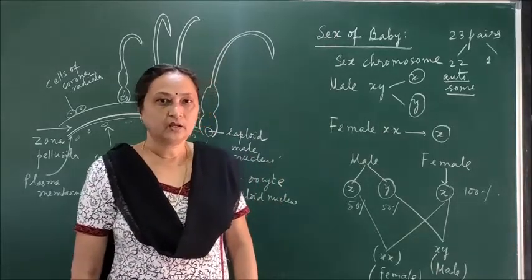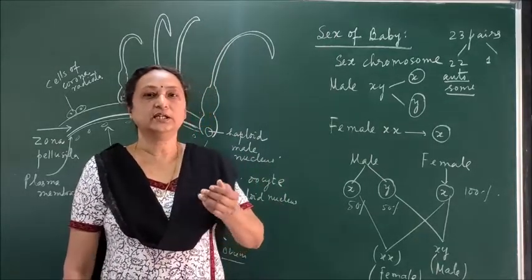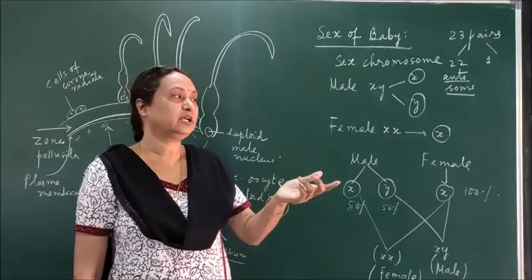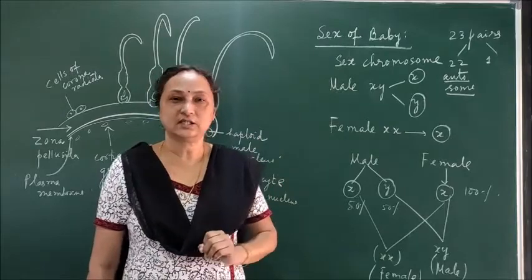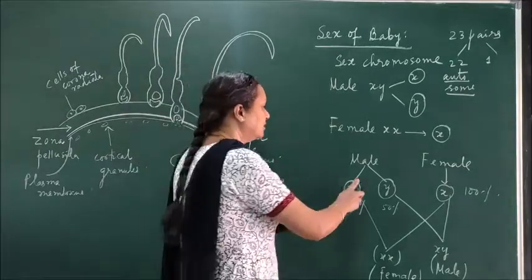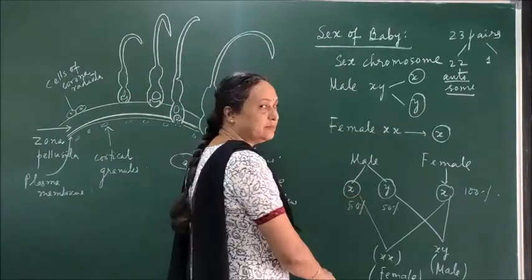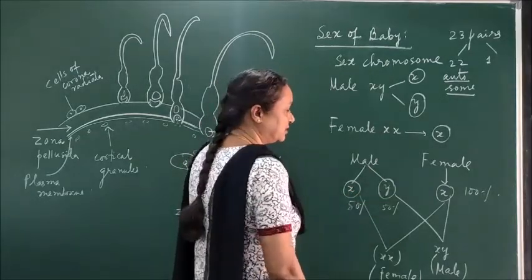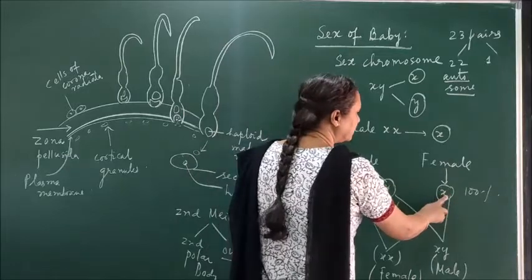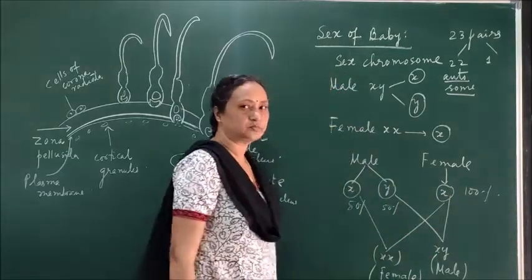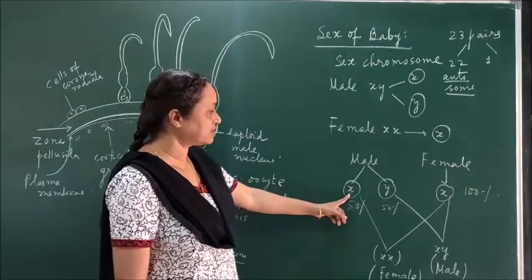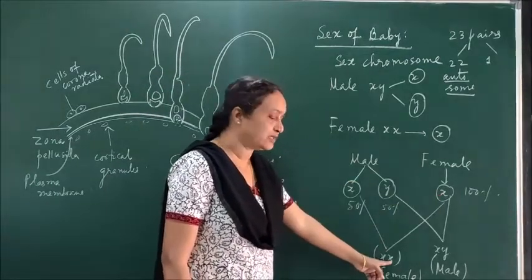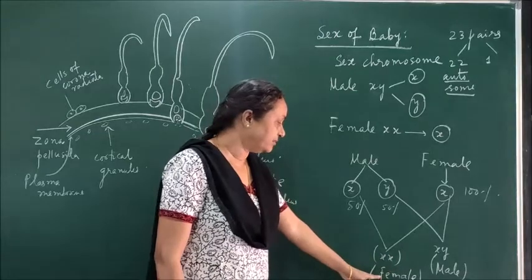Now as I told you, fertilization is a chance process. Which kind of male gamete will fuse with the female gamete is a chance. Here you see, the male can produce two different types of gametes. One gamete has the X chromosome, another has the Y chromosome. And the female produces gametes which all have the X chromosome. If the male gamete having the X chromosome combines with the female gamete having the X chromosome, then the baby will be female.